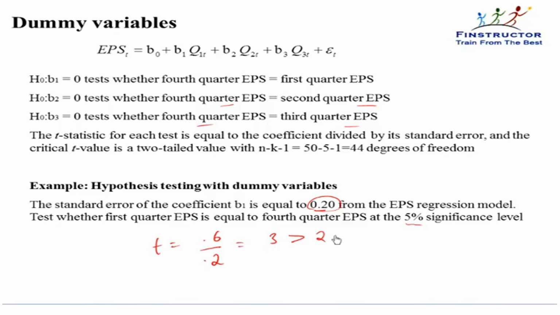So we can conclude that as the calculated statistic is greater than the critical value, we can reject the null hypothesis that B1 is equal to 0, and we imply the alternative, that is B1 is different from 0, or the first quarter EPS is statistically different from the fourth quarter EPS.